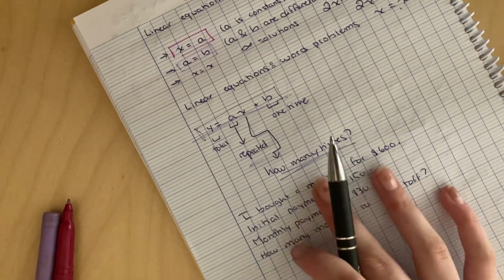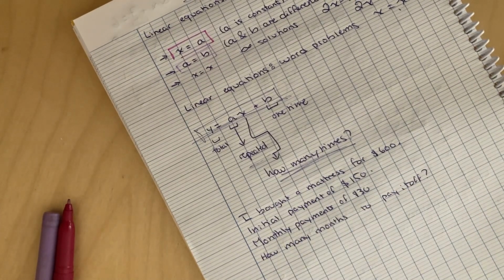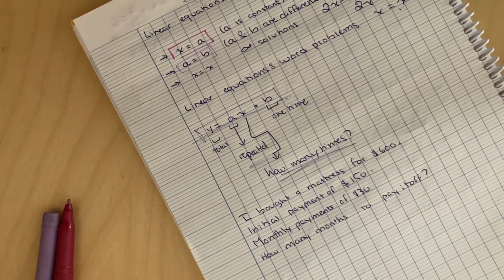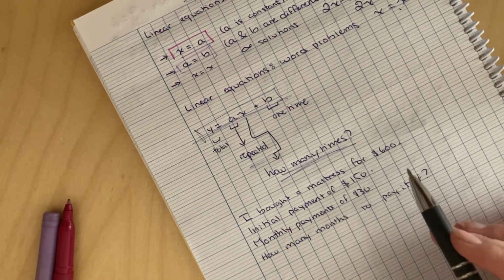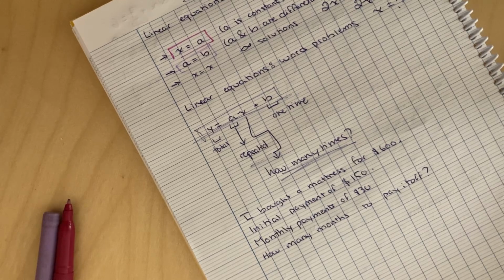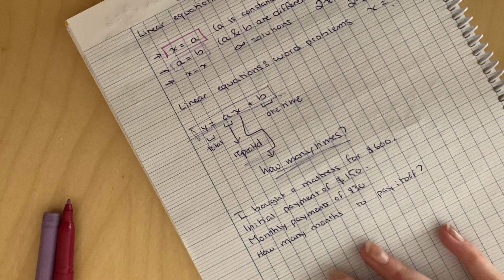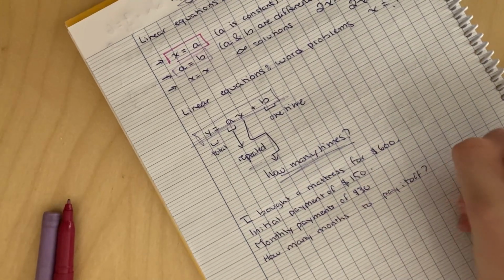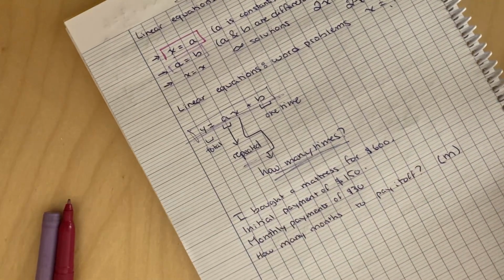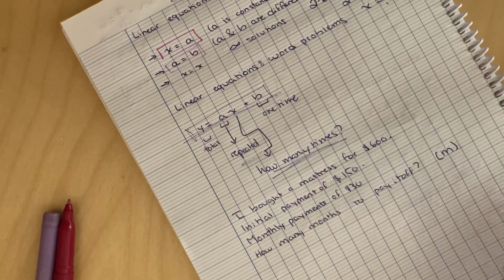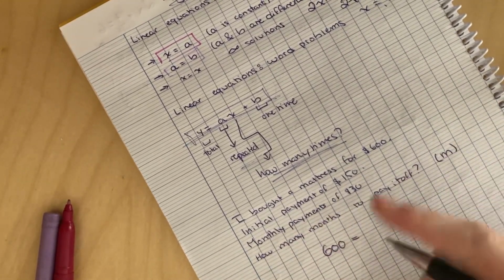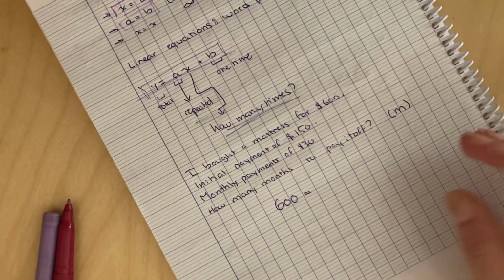Here is an example that I'm going to solve for you just to give you an idea. I bought a mattress for $600. The initial payment is $150, and I pay monthly payments of $30. How many months will it take for me to pay it off? Let me set up the equation first. Let's say months is M. The total is $600, so everything needs to add up to $600.